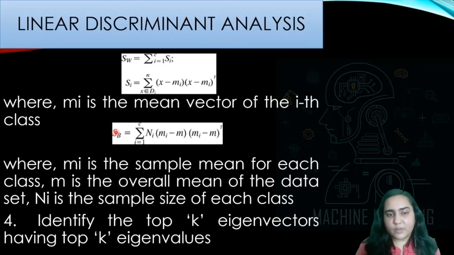And what is SB? SB is sigma i equal to 1 to C of Ni into Mi minus M into Mi minus M raised to T. So once again, Mi is the sample mean for each class, M is the overall mean of the data set, and Ni is the sample size of each class. After doing this, you will identify the top k eigenvectors having the top k eigenvalues. That is how you can extract the features that are going to be important for your machine learning model and can improve its performance.